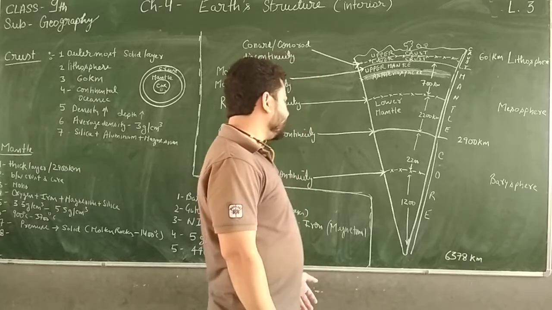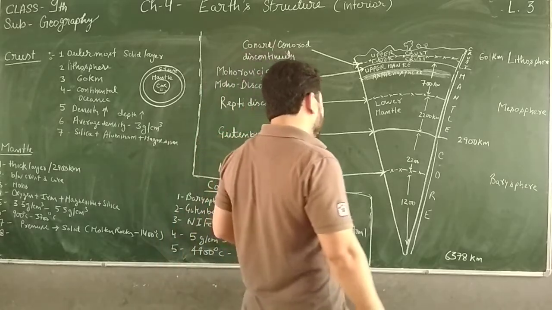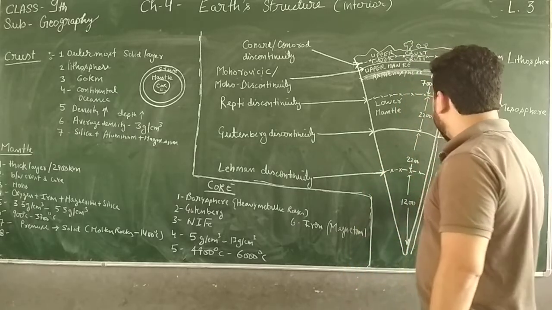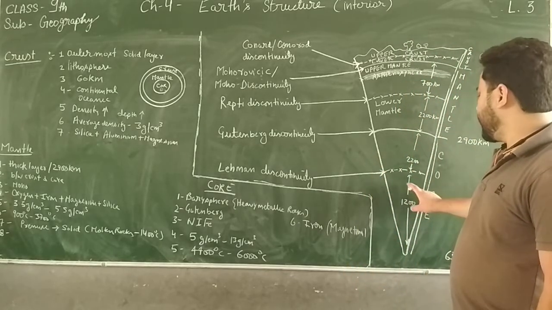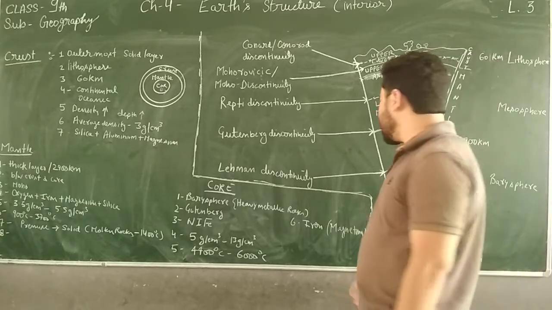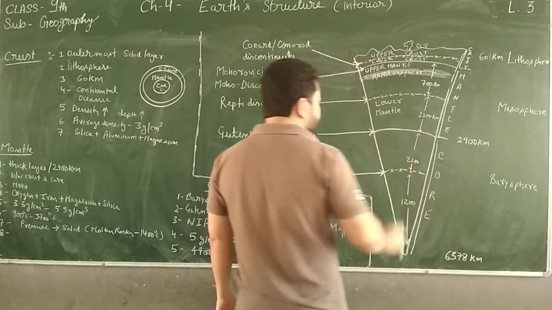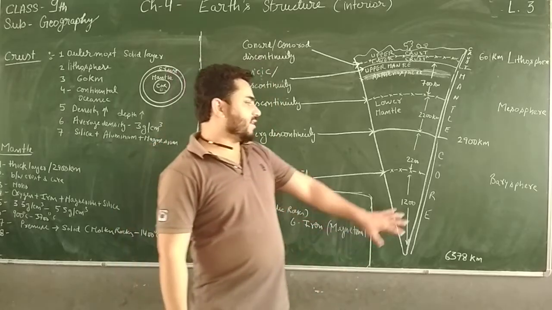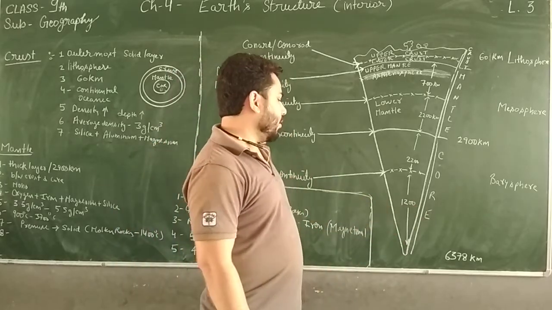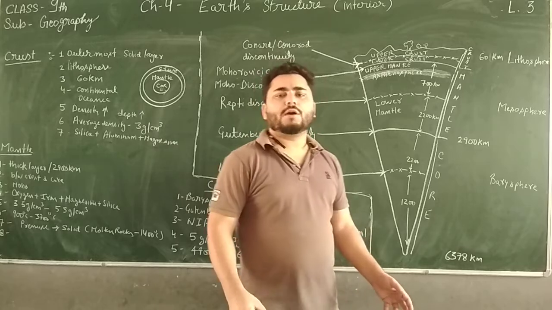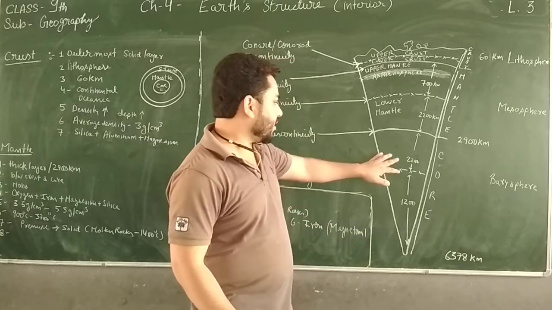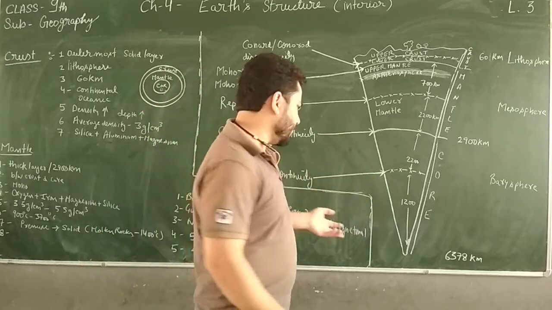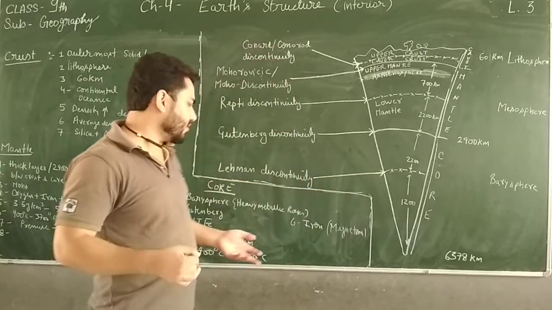Barysphere means the layer which has heavy metallic rocks. This barysphere has nickel and iron. Nickel and iron are very heavy metals, and iron is said to be the reason for the earth's magnetism, as at the core of the earth there is an abundance of iron, so that may be the reason for the earth's magnetism. It is said so, but it is still being researched.